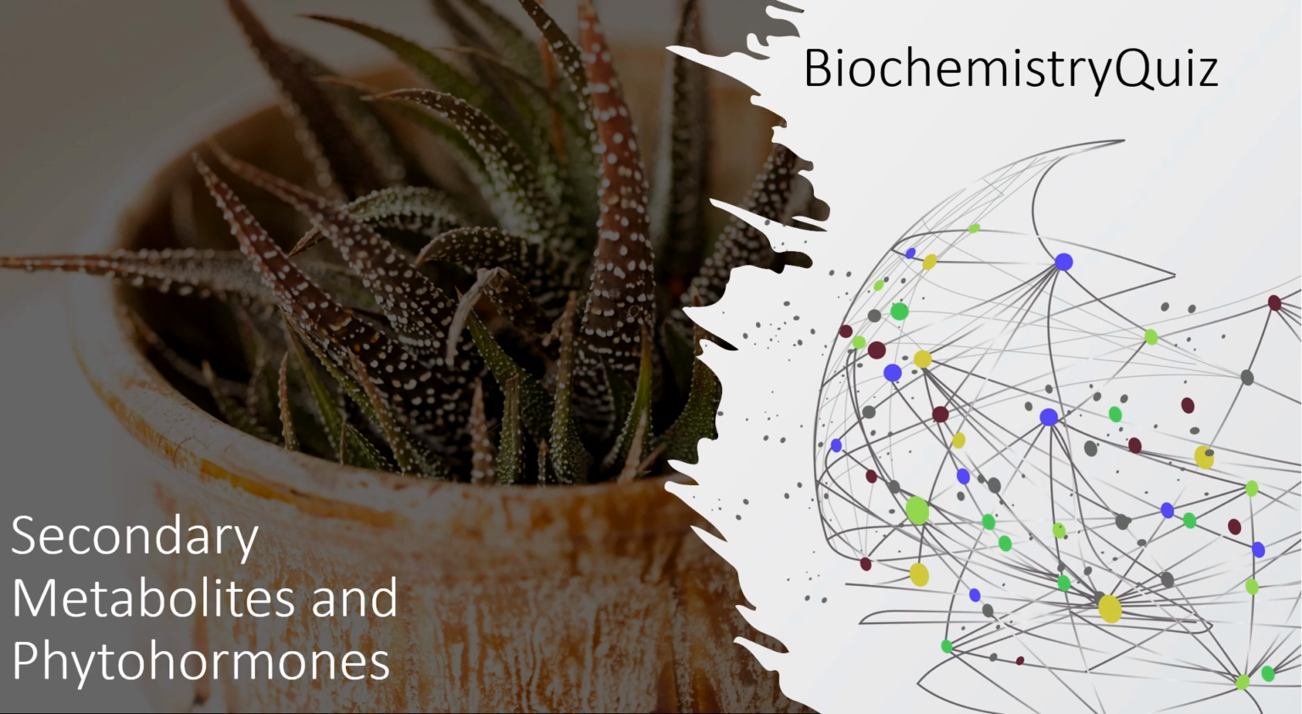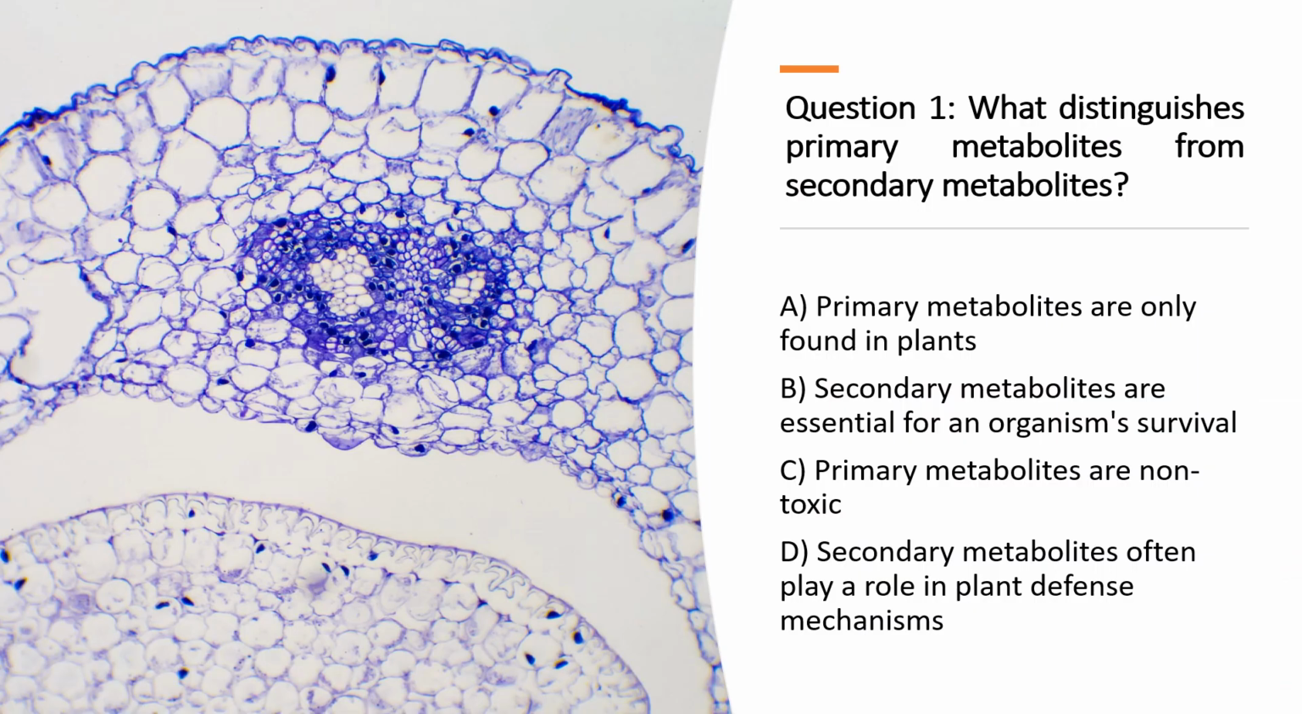Today we have a presentation prepared for you on the fascinating world of plant biology, particularly focusing on secondary metabolites that play a crucial role in the plant's life, affecting its growth, development, and response to the environment, and on the phytohormones, which are also known as plant hormones and are the chemical messengers that coordinate the plant's physiological activities. So let's start with the first question: what distinguishes primary metabolites from secondary metabolites?